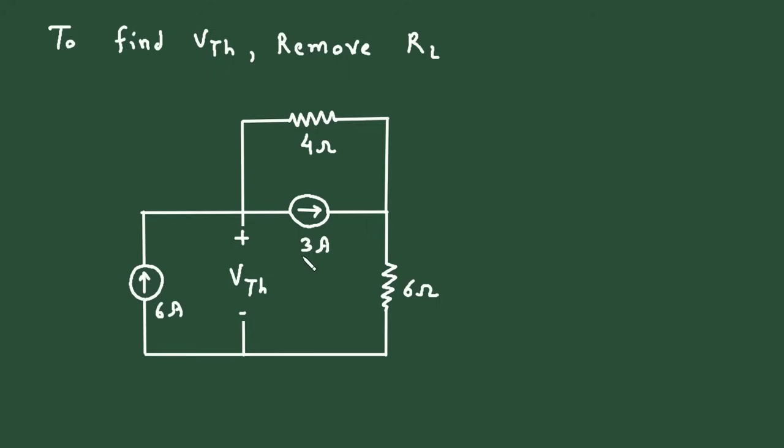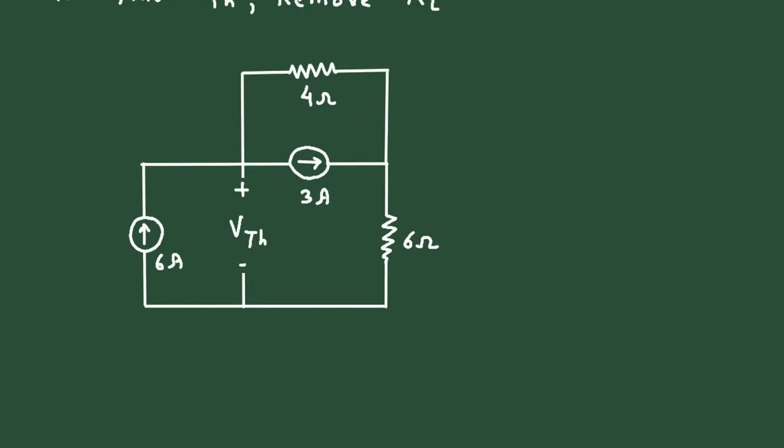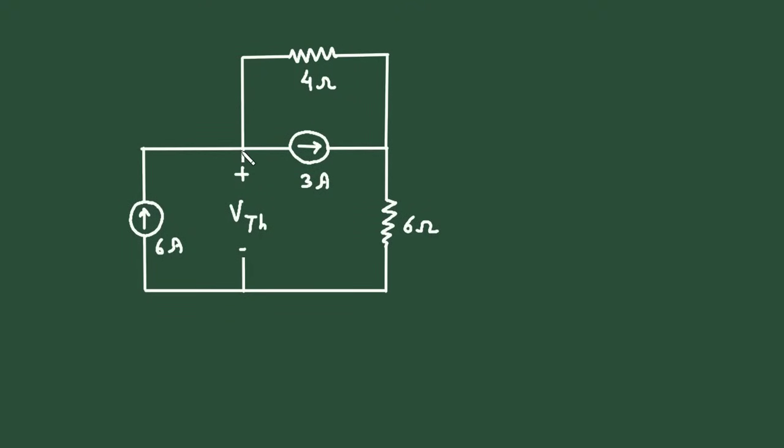So let's say this is a node with voltage VTH, and let's say its name is node number. Let's say this is current I1, and let's say this is current I2.